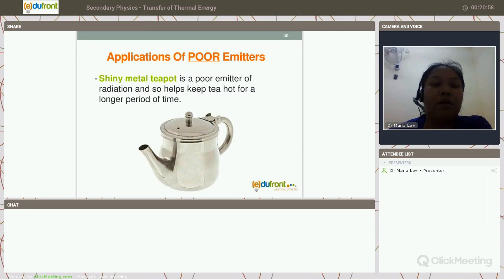However, poor emitters of heat have their own applications as well. If we look at shiny metal teapots, there's a reason why these teapots are made shiny. Being shiny is a poor emitter of radiation, which will allow us to keep the tea hot for a longer period of time.